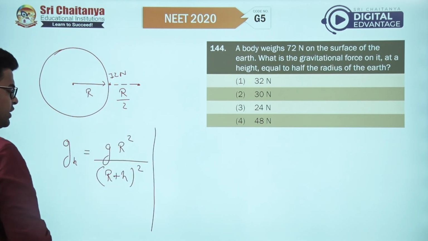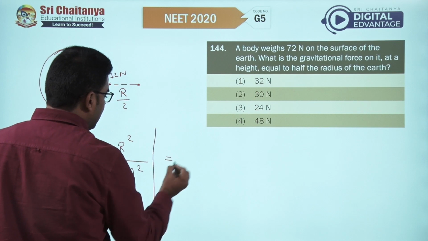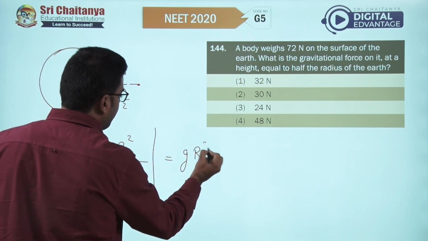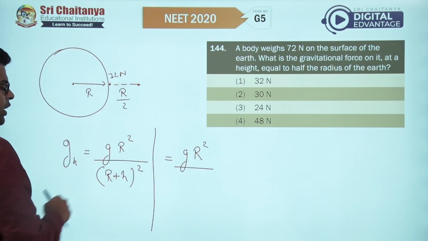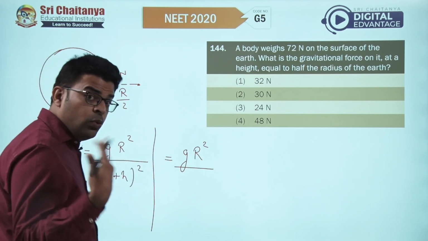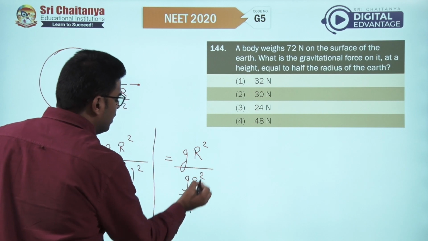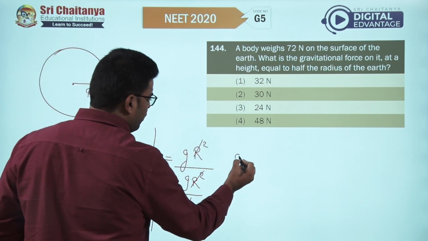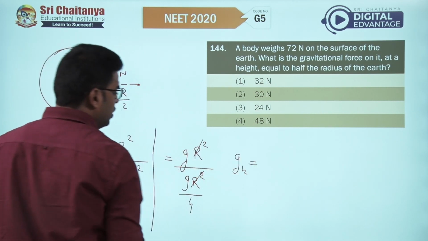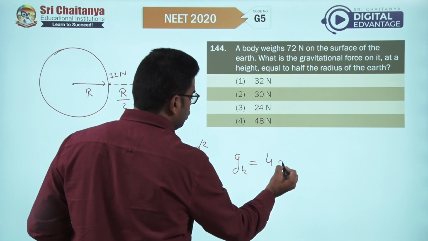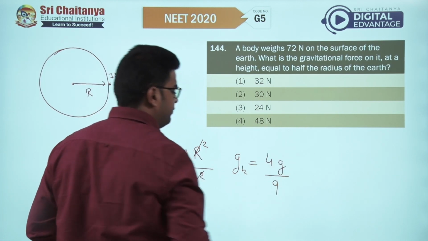Now, here substitute h equals to r by 2. On substituting h equals to r by 2, you will get g r square upon r plus r by 2 becomes 3r by 2, and 3r by 2 whole square will give you 9r square by 4. Cancelling out r square, you will get acceleration due to gravity at height h equals to 4g by 9.